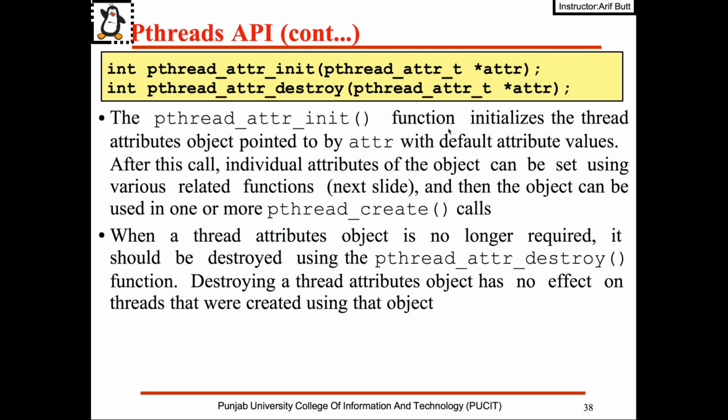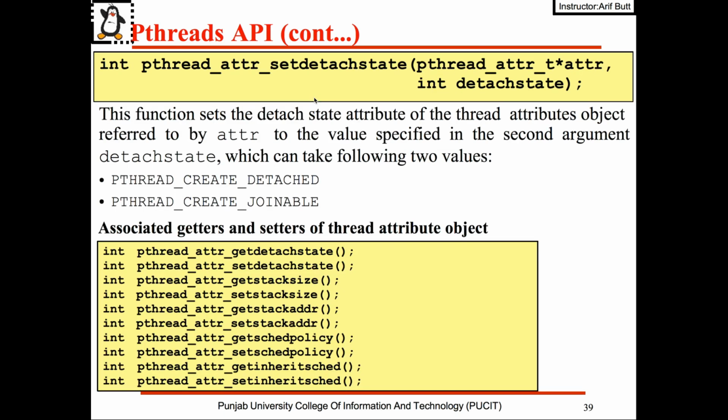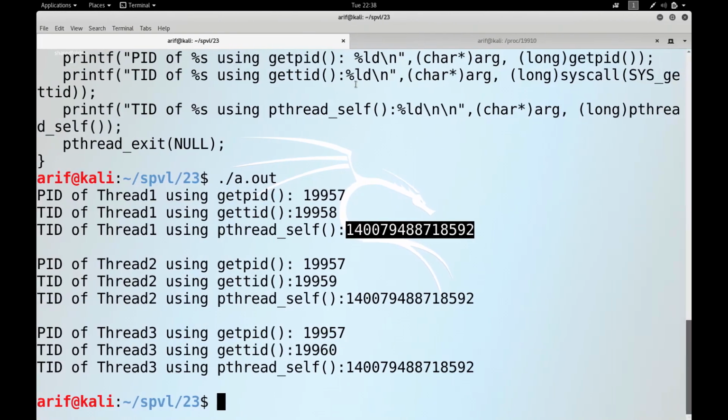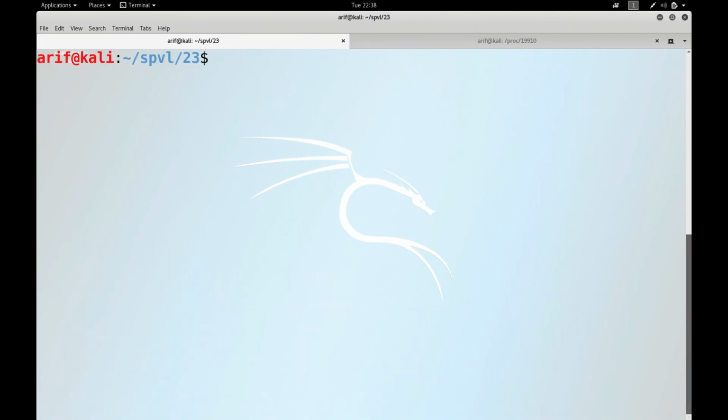Well, do see the man page for pthread_attr_init and pthread_attr_destroy. And there are a lot of getters and setters which are available for changing these attributes. And let me show you a program that changes the default detached state of a thread from joinable to detached. Let's move on to the terminal and see this program to understand it fully.